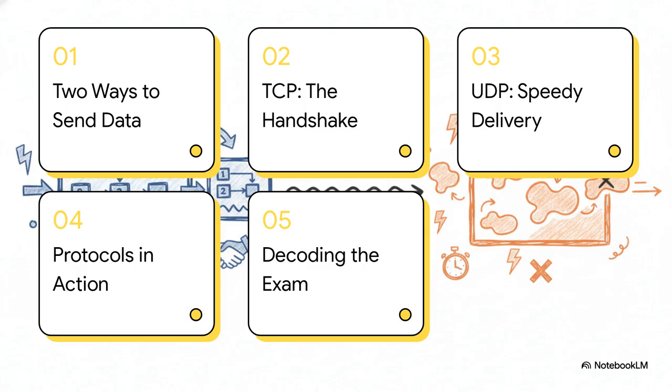All right, here's the game plan. We'll start with the two basic ways data gets sent. Then we'll dive deep into TCP and its super reliable handshake, and contrast that with UDP's need for speed. After that, we'll see where they're used in the real world and wrap it all up with a practice exam question to make sure this stuff really sticks.